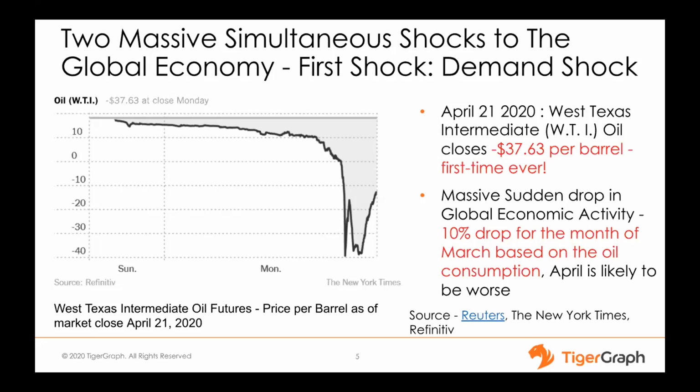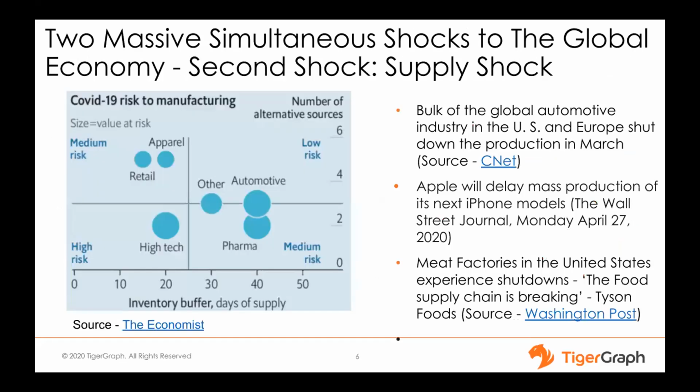Basically, all of this economic activity drop indicates that the global demand for goods and services has gone down dramatically, some industries more than others, and we'll look at those in a moment. The next one is the second shock, which is the supply shock. On the left-hand side, you see a graphic from The Economist.